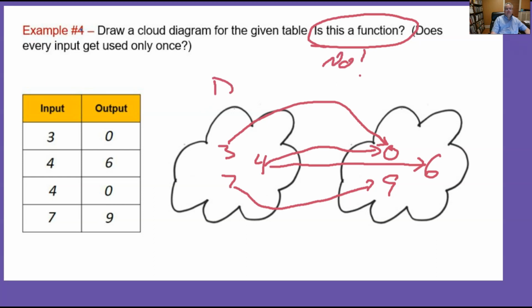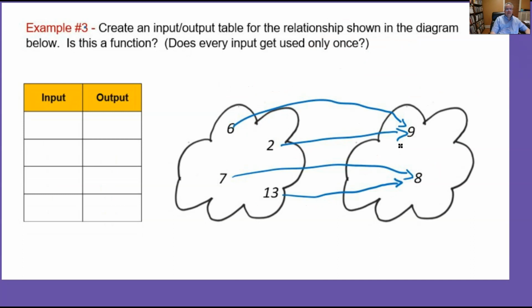By the way, the set of inputs is often called the domain, and the set of outputs is called the range. And our diagram is just showing where every element of the domain, where its matching output is in the range.